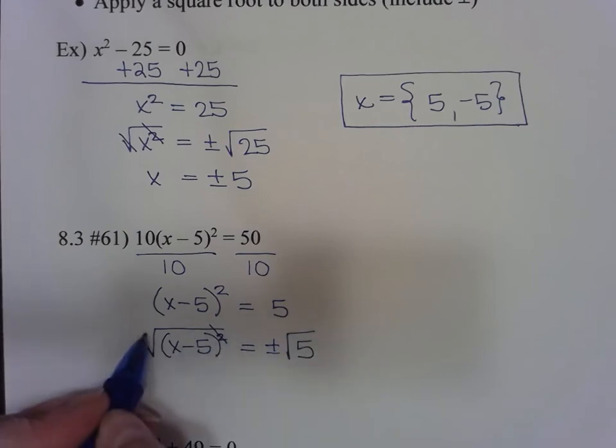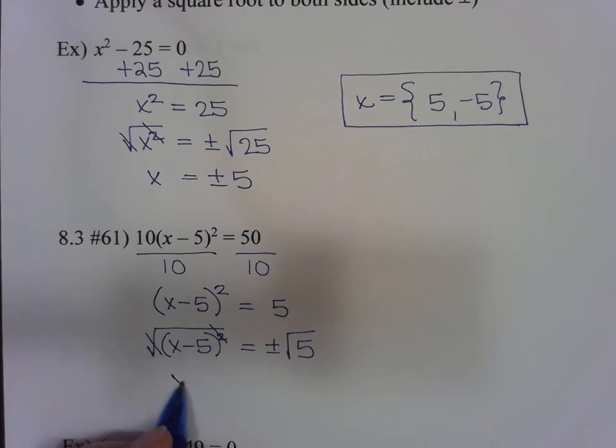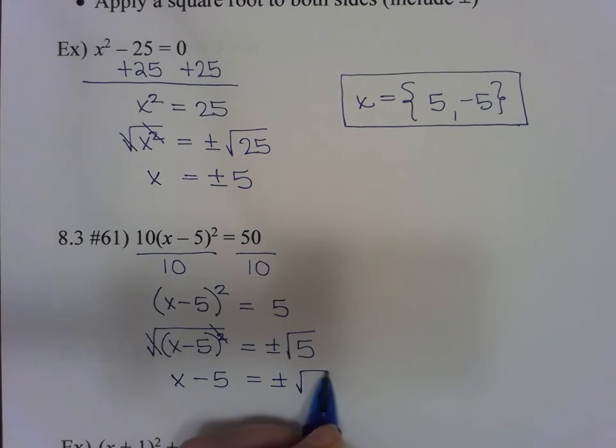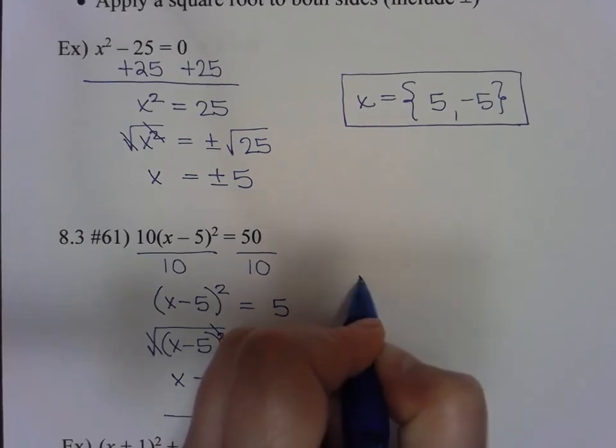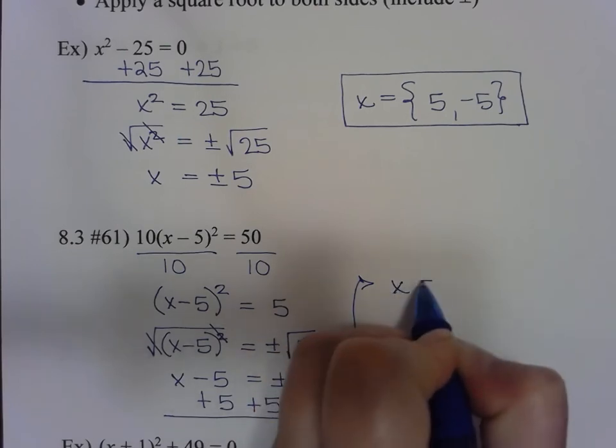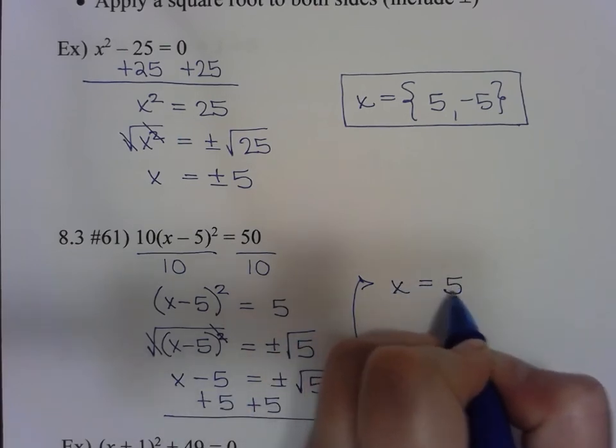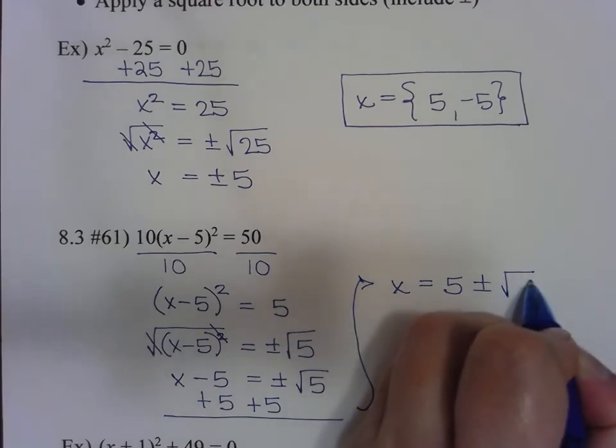The square and the square root are going to cancel each other out. I can't simplify the square root of 5. And because I want to give an exact answer, I'm going to leave the square root of 5 there. My last step, because I'm solving for x, is to add this 5 over to the other side. My final answer is going to look like 5 plus or minus the square root of 5.